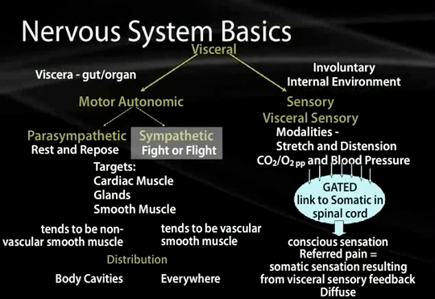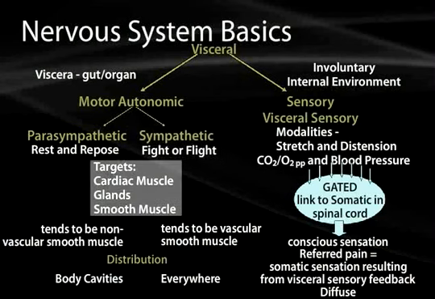But they are not always distributed to the same areas. They do in general distribute, however, to the same targets. They go to cardiac muscle, glands, and smooth muscle. The big difference is that they tend to go to different glands and different smooth muscle areas. So just because they are antagonistic systems does not mean they go to the same targets all the time. Let's think of an example.